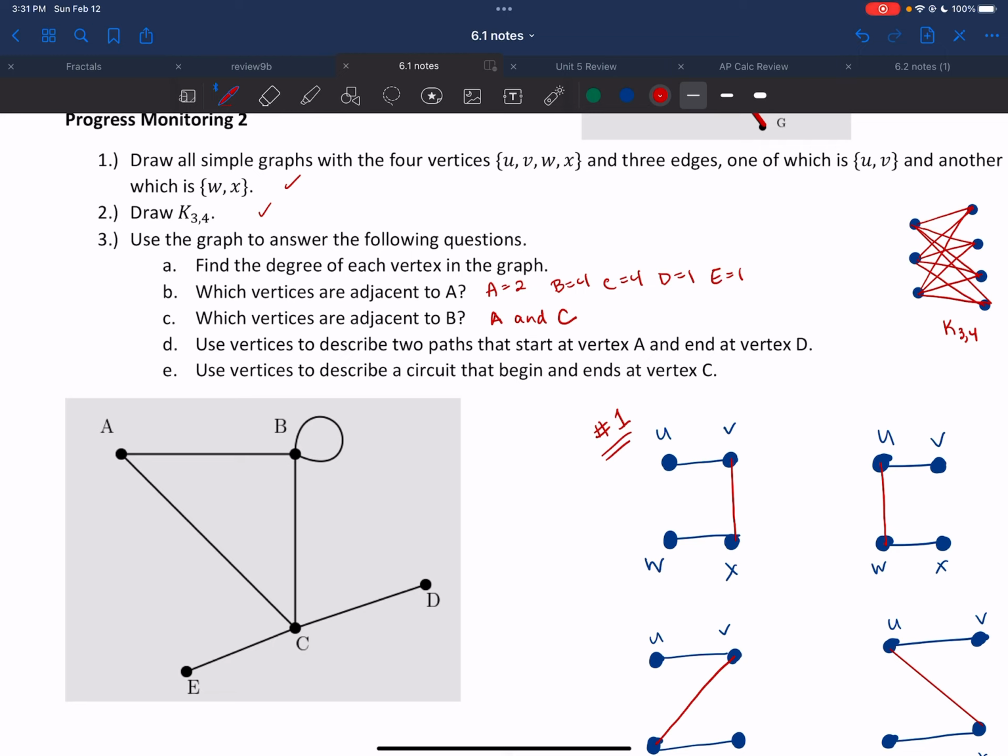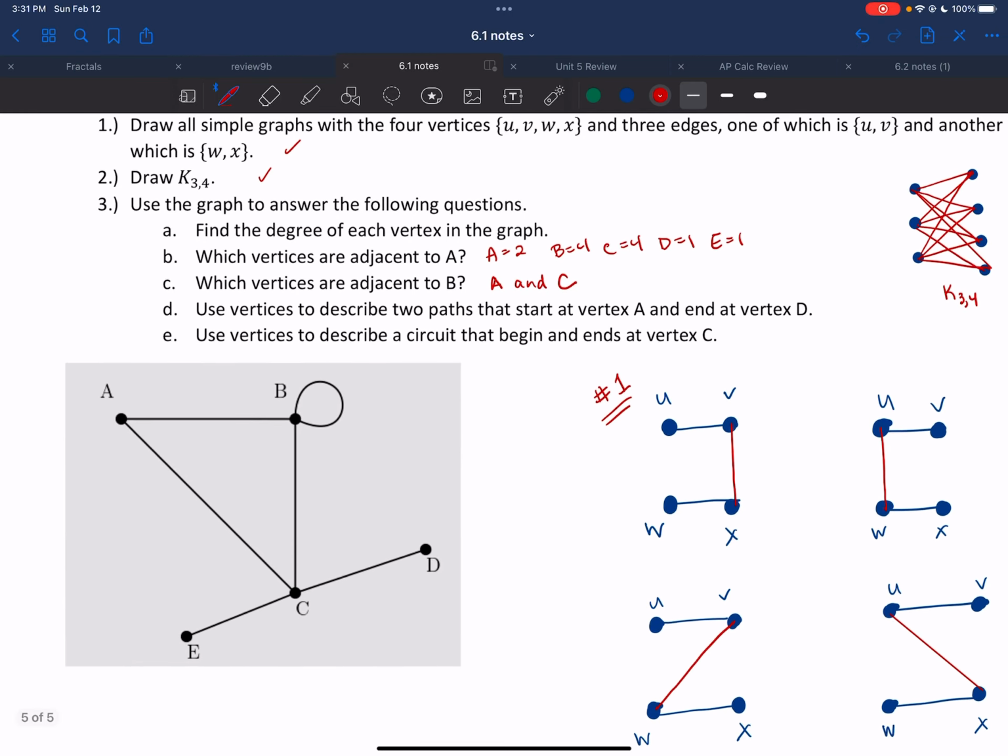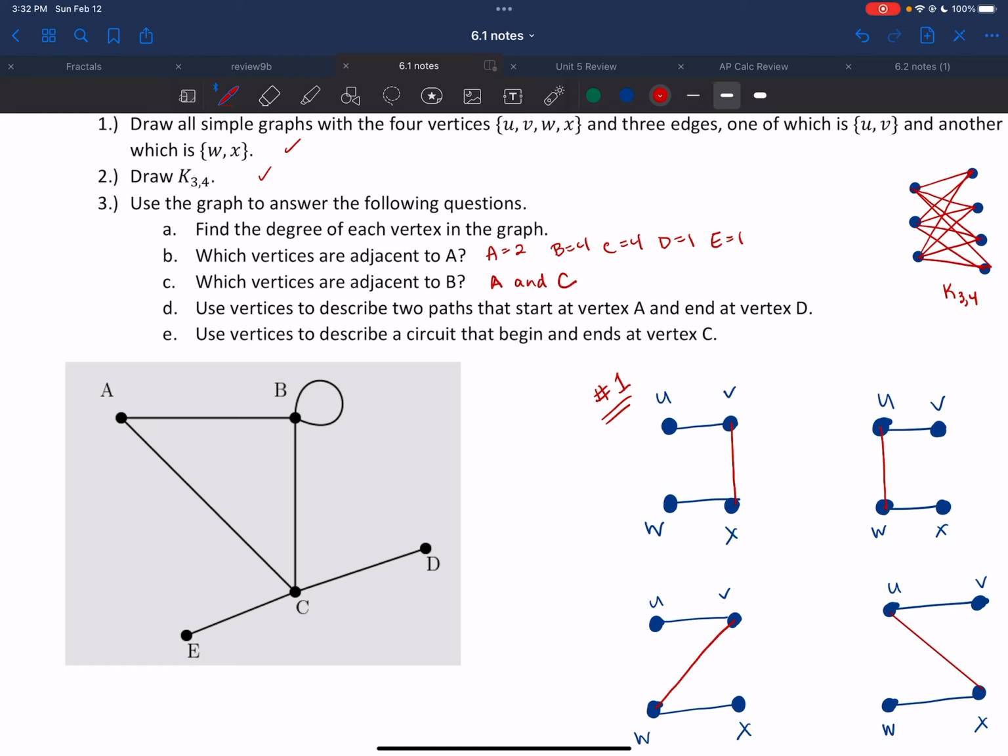Use vertices to describe 2 paths that start at vertex A and end at vertex D. Okay, so 2 different paths. So one path might be A to B to the loop, down to C, over to D. So that would be 1. Let me go ahead and write that out before I erase it. So A to B to B to C to D. So that would be one way.